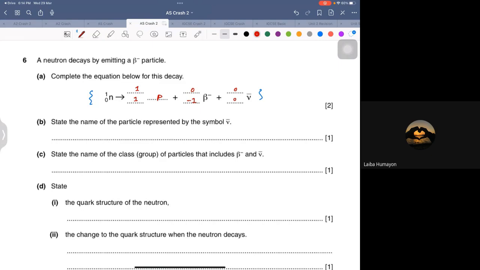What's that? Anti-neutrino. Anti-neutrino. Very good. It's very easy. State the name of the class group of particles that belong to this. What is that class? What is that family?